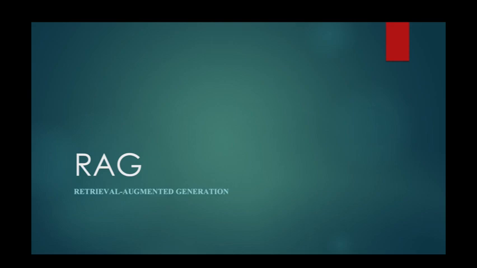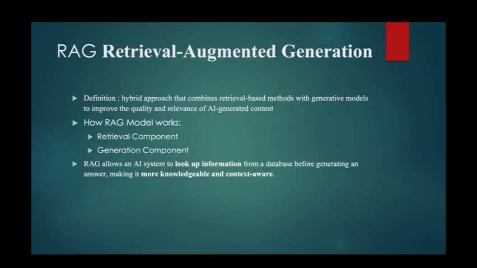So, today's session, I would be talking about AI techniques. One of the AI techniques is RAG, Retrieval Augmented Generation. It's a hybrid approach that combines retrieval-based methods with generative models to improve the quality and relevance of AI-generated content.